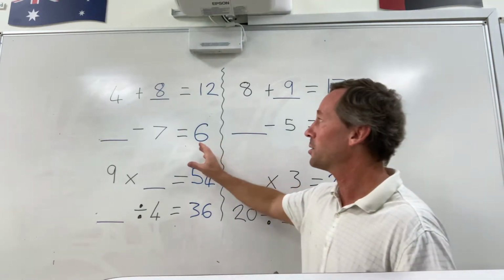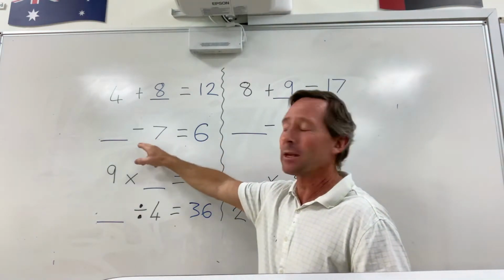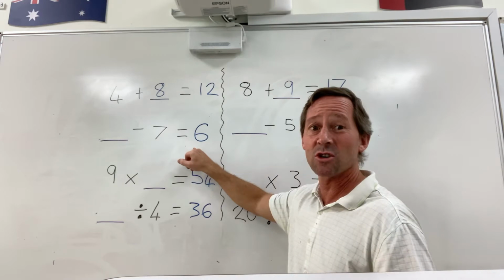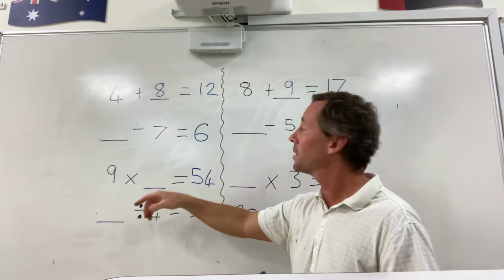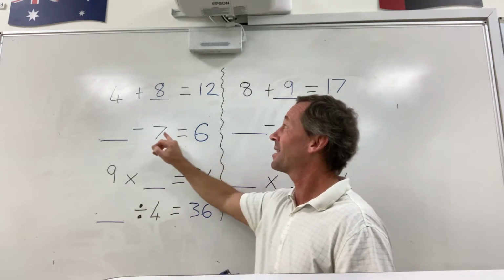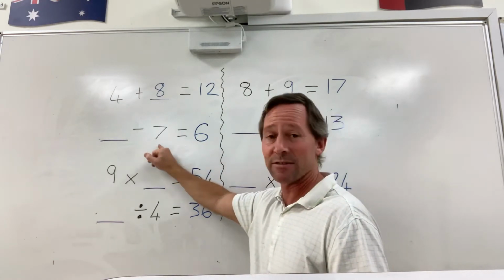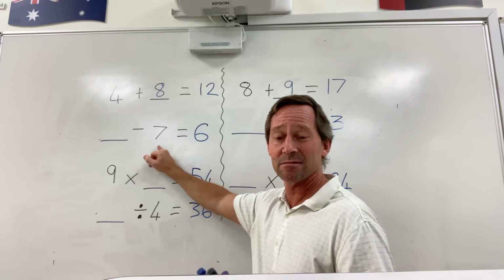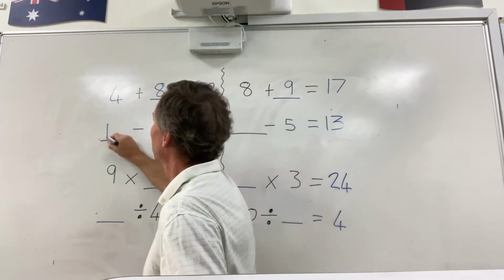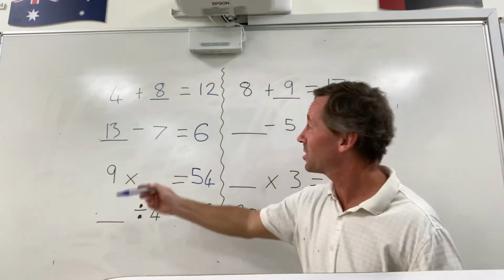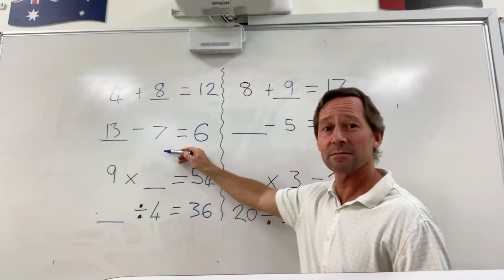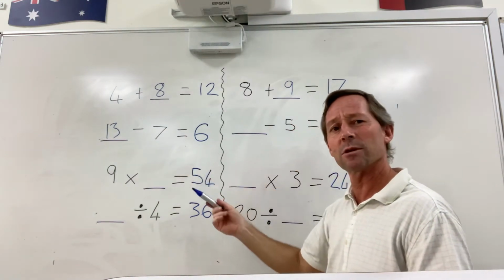So let's try this one. Here I have something minus 7 equals 6. So let's try the opposite way. 6 plus 7, 13. Let's see if this actually works. 13 minus 7 equals 6. Yeah, that seems to work.